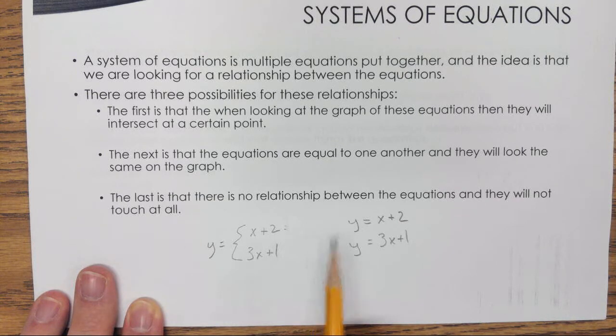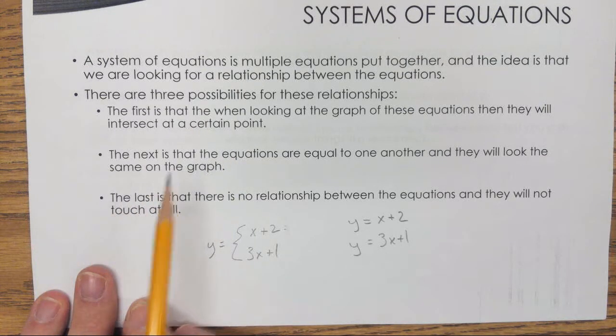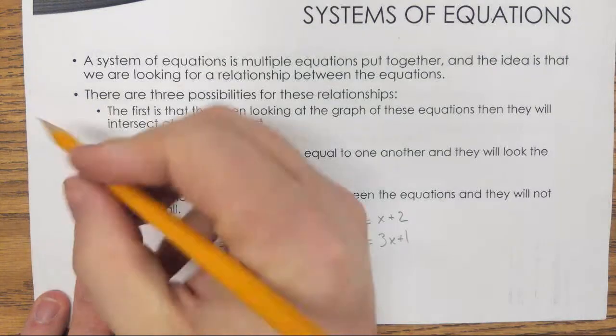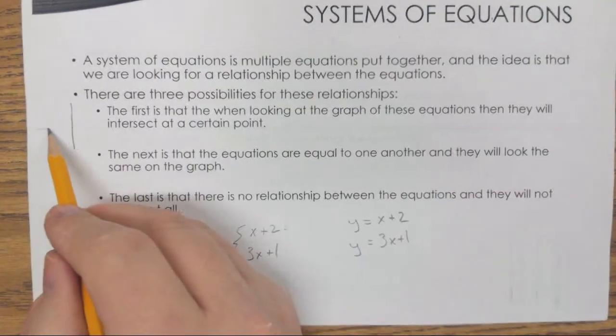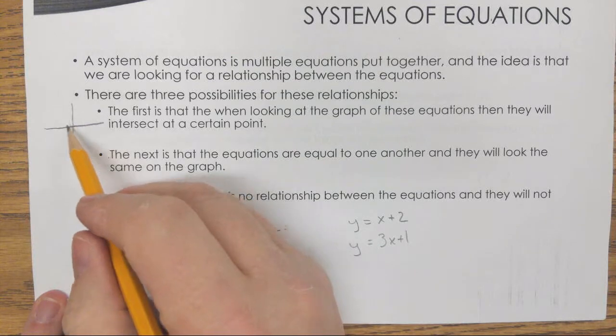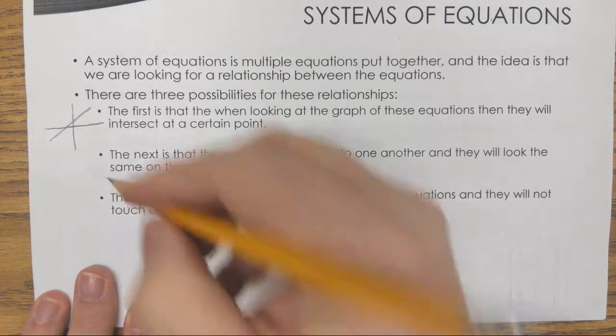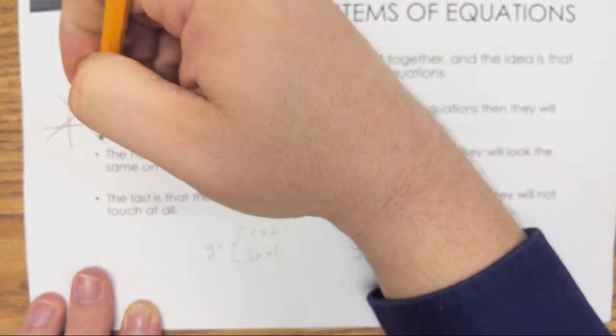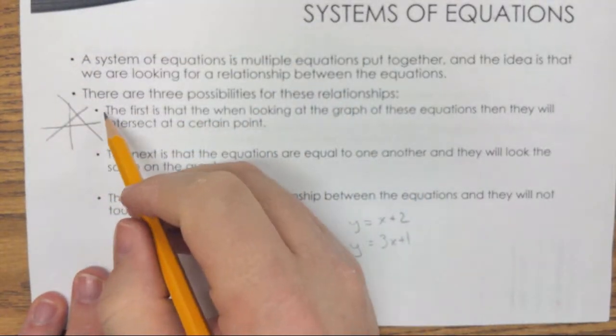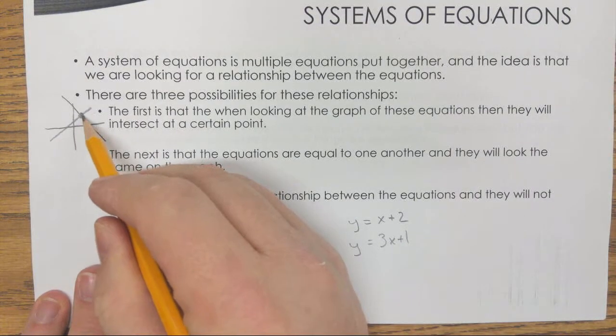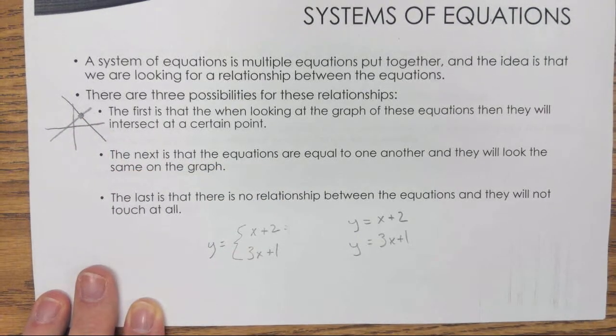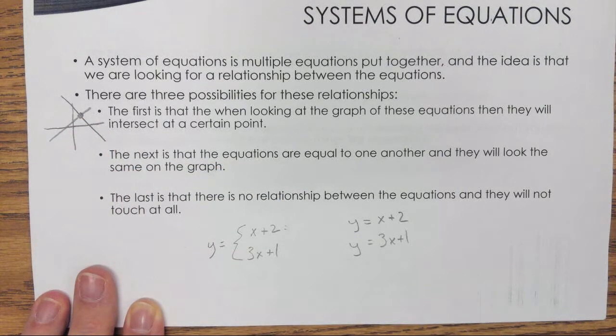Okay? So there's 3 possibilities for these relationships between these two systems. The first possibility is that when you're looking at the graph of these equations, then they will intersect at a certain point. So you'll graph these things. Here's your graph, your little graph. And then one will be going like this. One will be going like that. And then the solution here to these is at this point right there. Okay, so that would be the solution to that system.